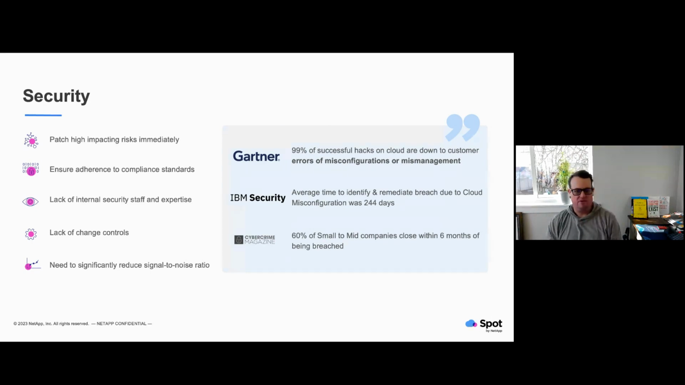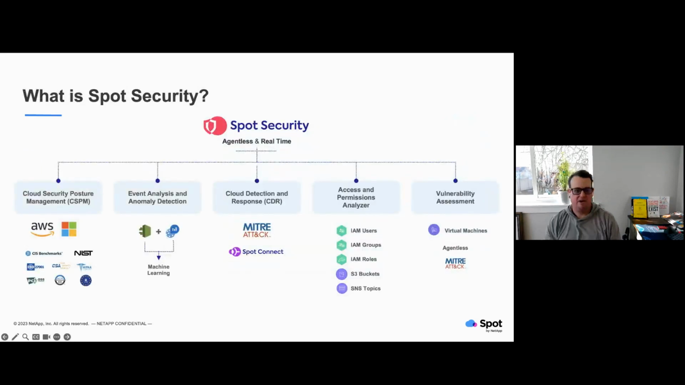Gartner points out that 99% of successful hacks on cloud infrastructure are due to customer errors of misconfigurations or mismanagement. IBM says the average time to identify and remediate a breach due to cloud misconfiguration is 244 days. And if you get hit by a breach, 60% of small to mid companies close within 6 months of that breach. So how does Spot Security work in the well-architected framework?